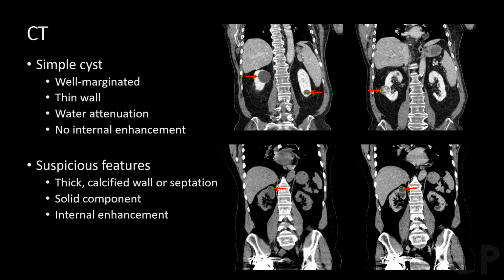CT is also very commonly used to evaluate renal cysts. A renal protocol CT includes pre- and post-contrast imaging to assess for enhancement of cyst components. In the top left, we see water attenuation round lesions in the upper right kidney and lower left kidney, consistent with simple cysts. Interestingly, this patient also has a solid enhancing mass in the right kidney, which we can see with the top right image, which is consistent with renal cell carcinoma.